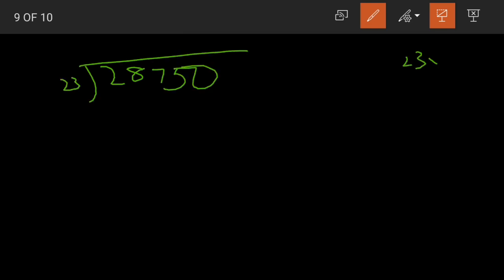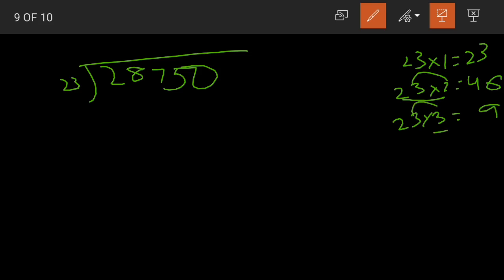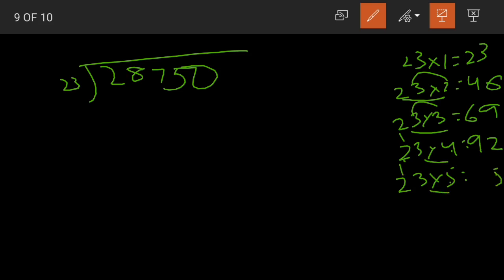First step is what, children? We need to write the table of 23. Yes, 23 ones are 23, 23 twos are 46, 23 threes are 69, 23 fours are 4 threes are 12, 1 carried, 4 twos are 8 plus 1, 9, 23 fives are 5 threes are 15, 1 carried, 5 twos are 10 plus 1, 11. Now 2 is less than 23, so we cannot divide, so we'll go for 28.